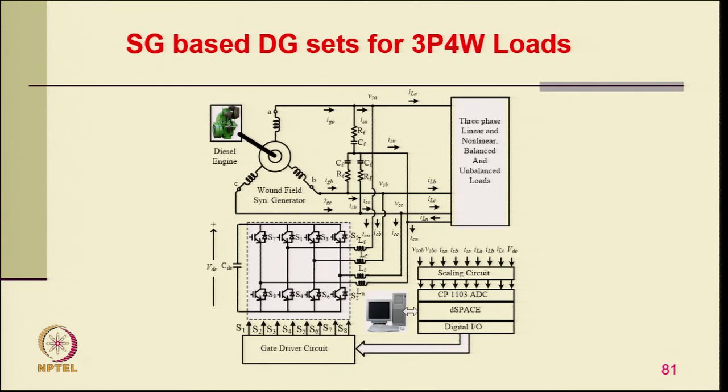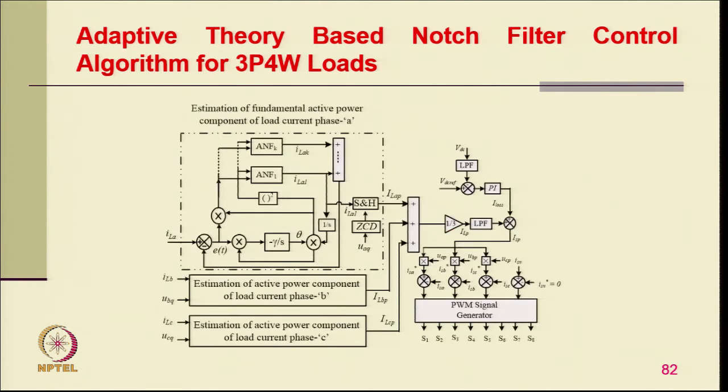Now, coming to feeding a 3-phase 4-wire system, we may have a neutral of the generator, but we do not use it. We use a star point of the ripple filter along with the fourth leg for providing neutral current and load compensation. And this is the algorithm to extract the fundamental for all 3 phases with an adaptive theory based notch filter. So, we get the fundamental current, and by using a sample and hold with the quadrature template, we calculate the amplitude of the active component of current for A phase, B phase and C phase. Then we take the average for load balancing.